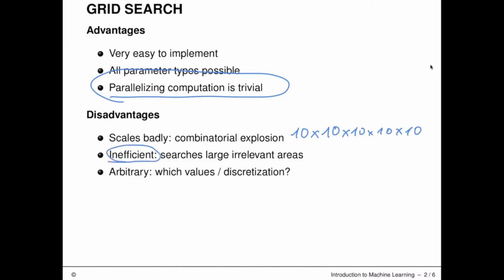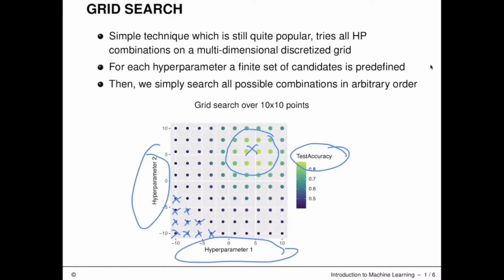It is also rather inefficient because it searches large irrelevant areas. If we go back to the previous slide, I would say that this area here in the bottom left region is not a very good area with respect to the estimated generalization error, but nevertheless, we evaluate quite a lot of hyperparameter combinations there. So it would be better to have a more advanced technique which learns somehow that this area is a bad area and abstains from trying out more hyperparameters in that area.